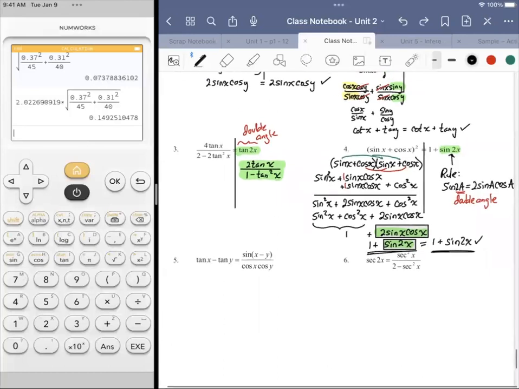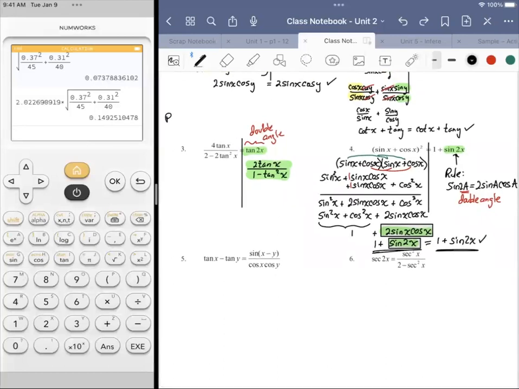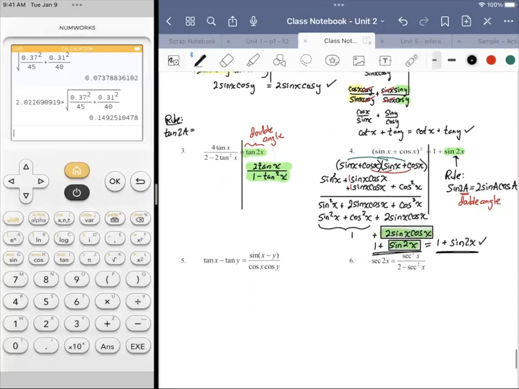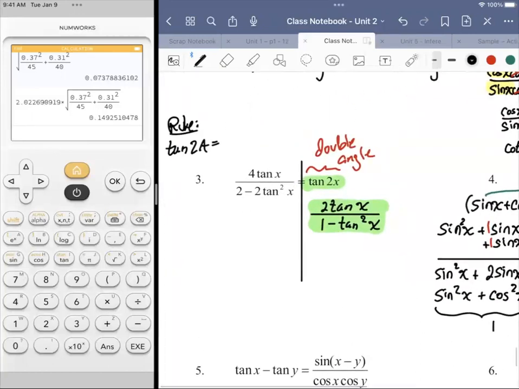For number 3, the relevant rule, again, is tangent of a. You can call it a, x, theta if you want, it doesn't matter. And that's going to be equal to 2 tangent a over 1 minus tangent squared a.